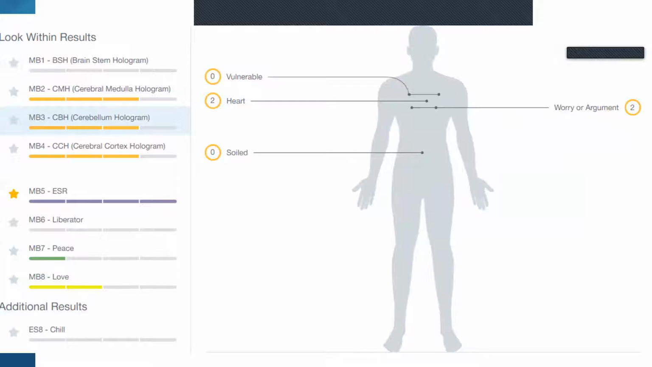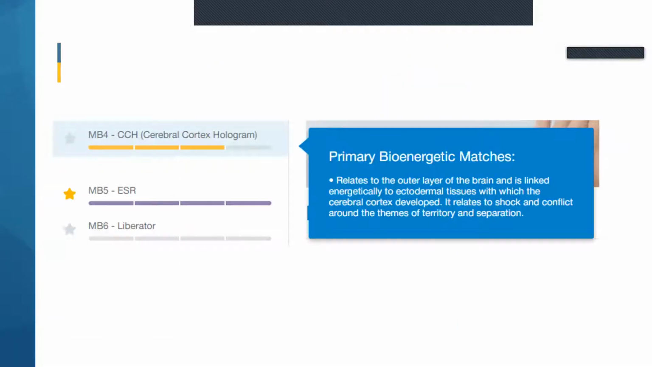Okay, so we've got a couple of twos coming up, but when we see a brain hologram that's orange or purple, it's the whole of that that's looking for support. Okay, so some areas going on in heart field and worry and argument. Okay, and then the last one, the cerebral cortex. So this is around territory and separation.